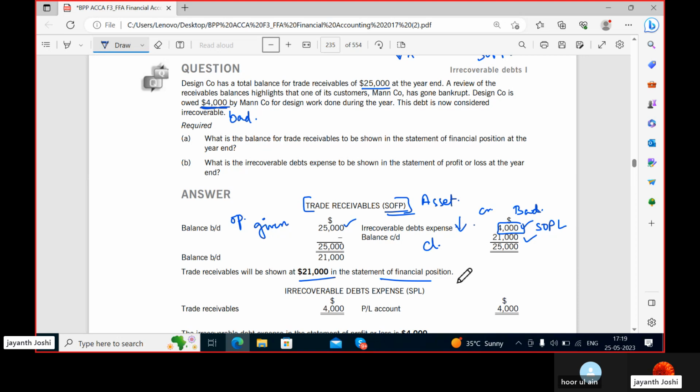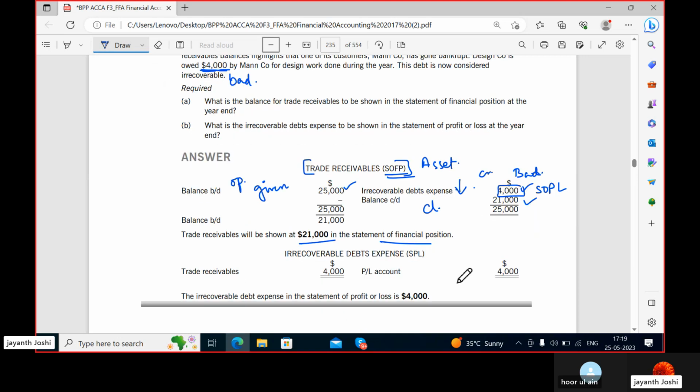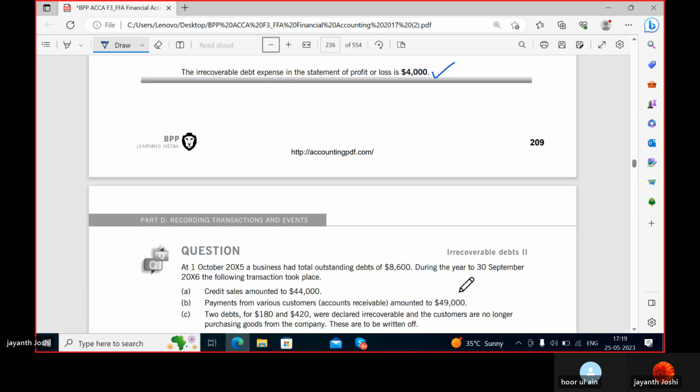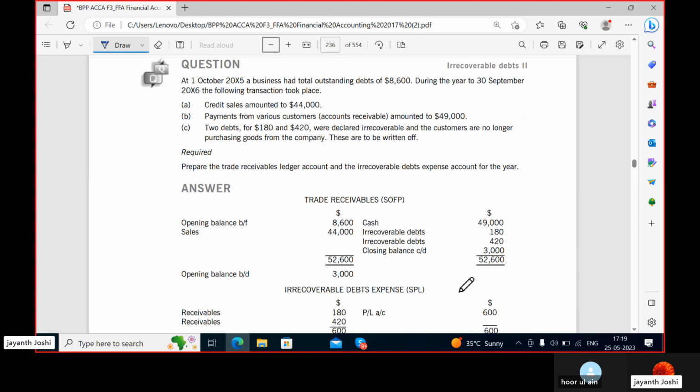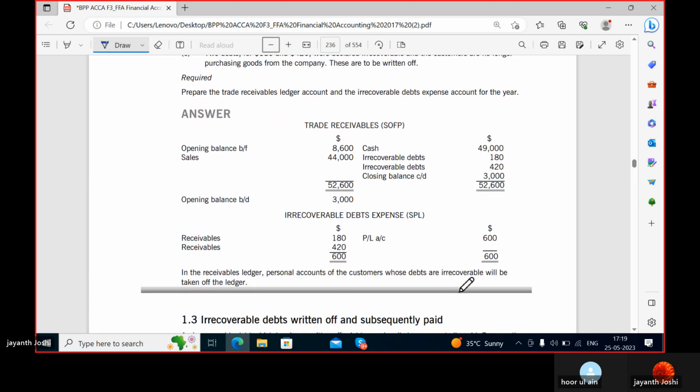So the same has been explained here. This example is clear? Yes, ma'am. Okay. Now we'll move forward. Another example I'll leave for you for practice. Okay?